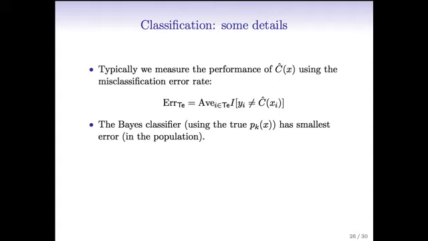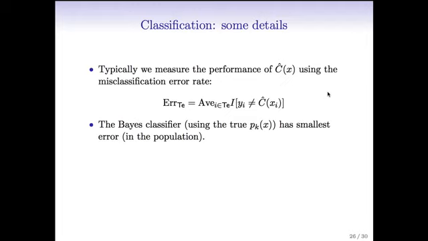So some details. Typically, we'll measure the performance of the classifier using what we call the misclassification error rate. And here it's written on the test data set, the error is just the average number of mistakes we make. Okay? So it's the average number of times that the classification, C hat at a point xi, is not equal to the class label, yi, averaged over a test set. It's just the number of mistakes. So that's when we count a mistake, mistaking a 1 for a 0 and a 0 for a 1 as equal.